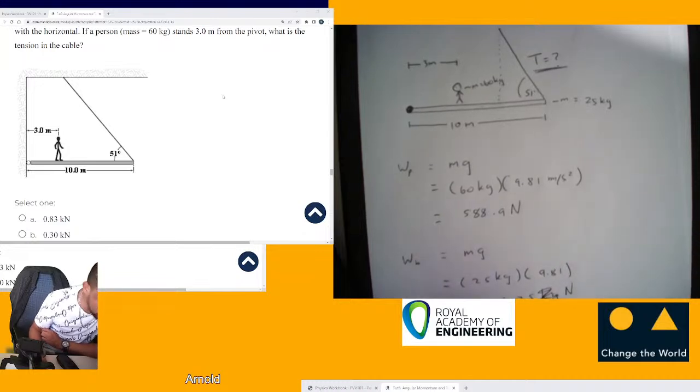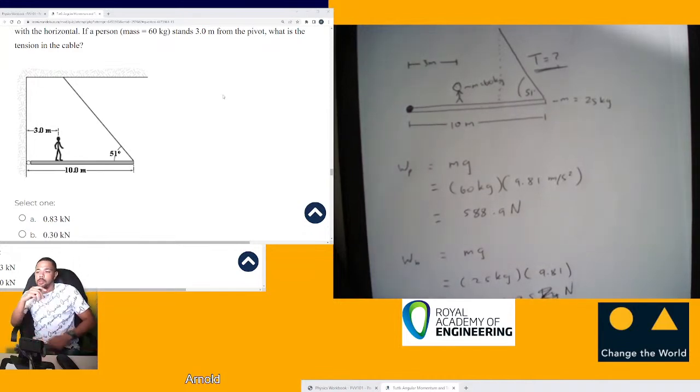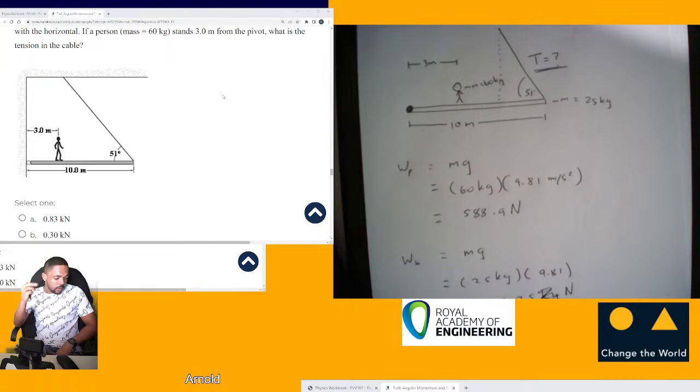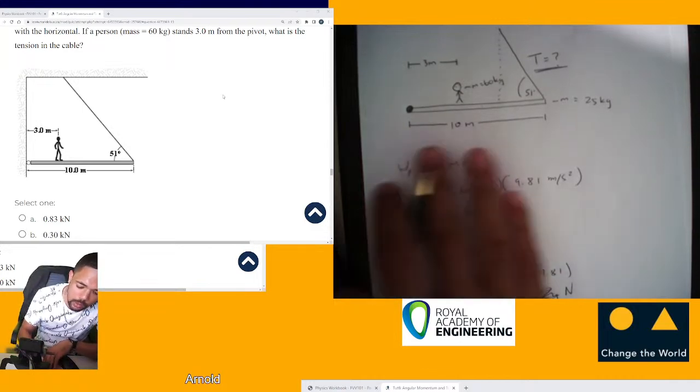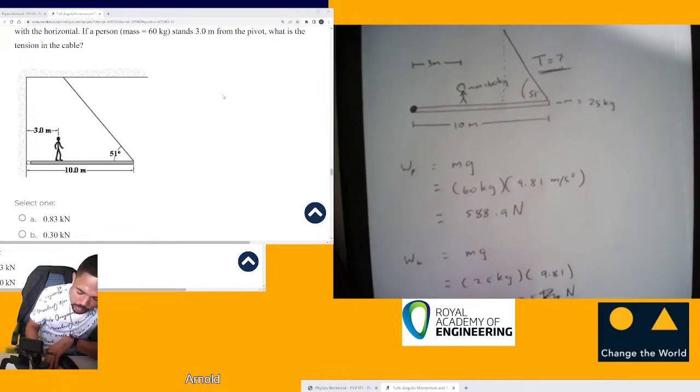Now, applying the equilibrium condition about that pivot point: the net external torque around the pivot point should be 0, and the net external force should be 0. Let's not take into account L. So, T sine theta times the length of the beam.